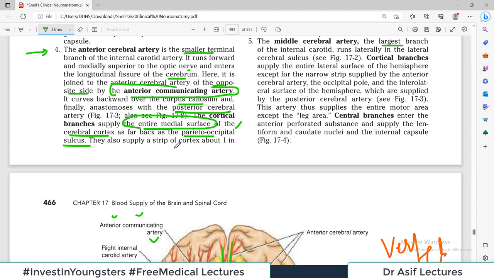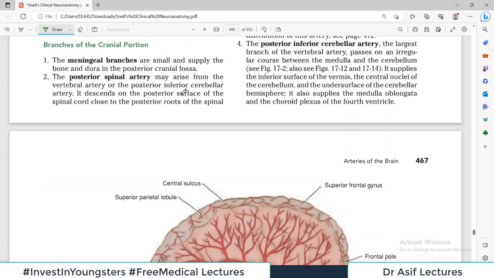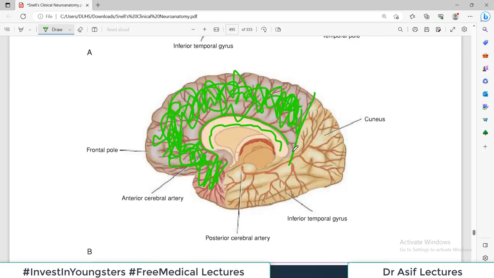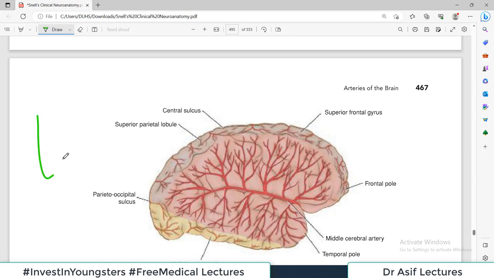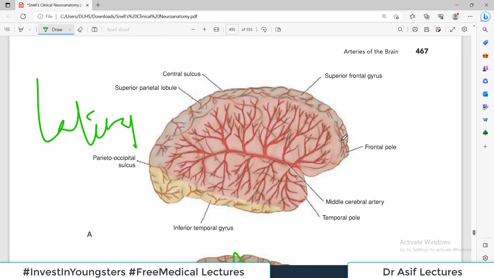Now, they also supply a strip of cortex about 1 inch, which is 2.5 centimeters roughly, wide on the adjoining lateral surface. So, important point hai ye, exam mein bahut zyada interest lete hain examiners. Medial surface to pura supply ho raha hai by the anterior cerebral artery, lekin it overhangs. This is the lateral surface of the brain, and this is the medial surface. On the medial surface this is the territory of the anterior cerebral; on the lateral surface there is a 1 inch strip, which is also supplied by the anterior cerebral. So ye sara anterior cerebral artery ka territory hai. Baki ka lateral surface of the cortex is supplied by the middle cerebral artery.